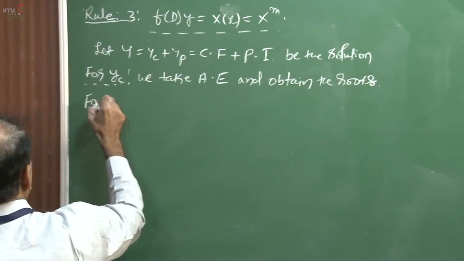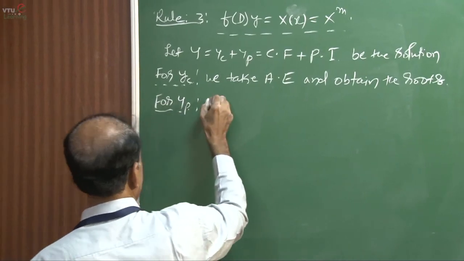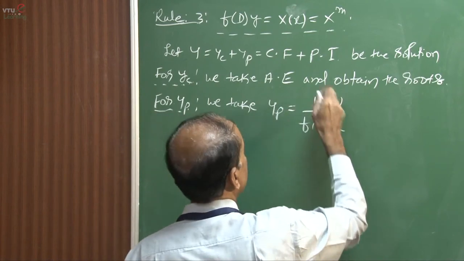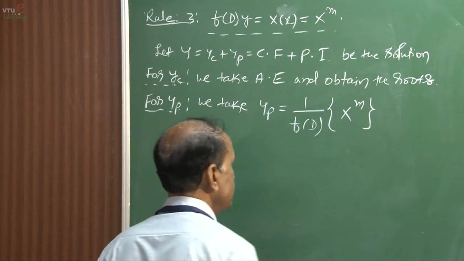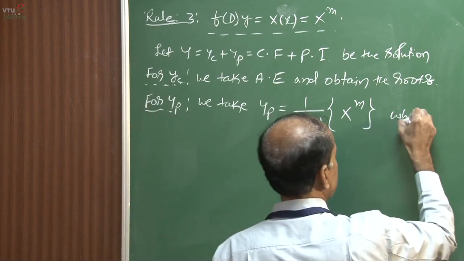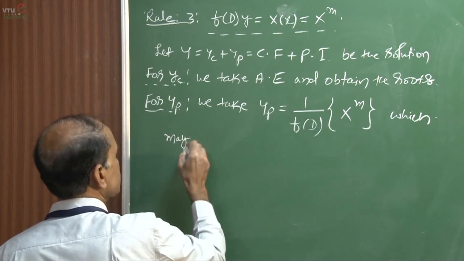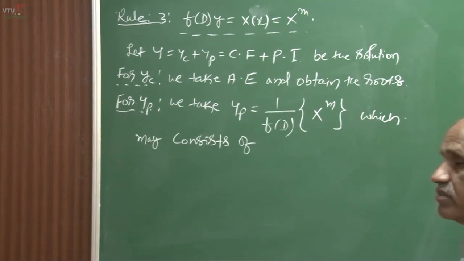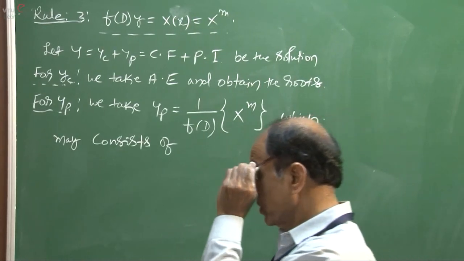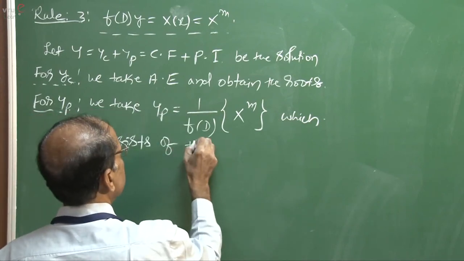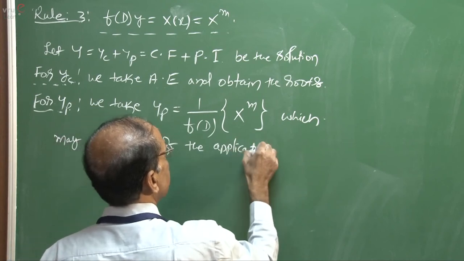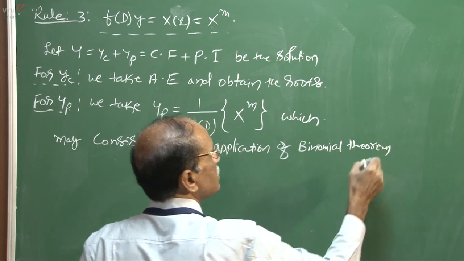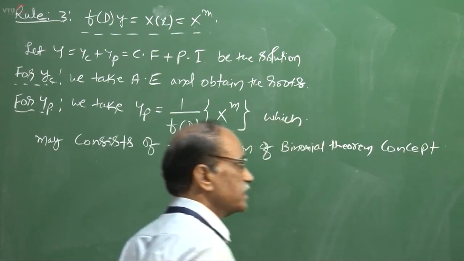Then for yp, we take yp equal to 1 divided by f of D, operating on this term x to the power m. This is your yp. It may consist of any one of two different forms, and those two forms consist of the application of the binomial theorem concept. What is that binomial theorem concept?